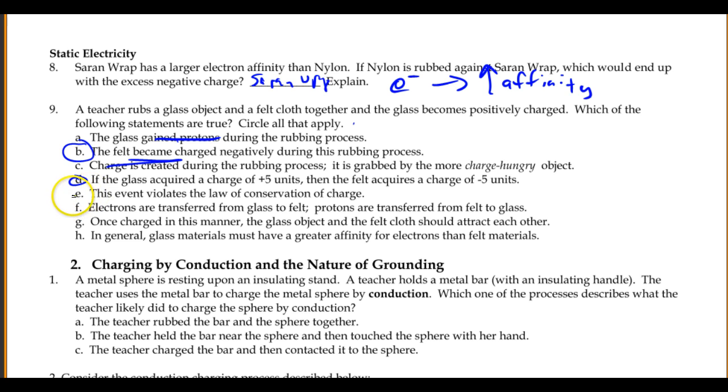This event violates the law of conservation of charge. No, it does not. Electrons are transferred from the glass to the felt. If they were transferred from the glass, the felt would become negative, leaving the glass positive, so that sounds good. Oh, but then it says protons are transferred, so no, that can't be. Once charged in this manner, the glass object and the felt cloth should attract each other. That is true. Anytime you rub one thing on another, afterwards they should try to rebalance. And in general, glass materials have a greater affinity for electrons than felt materials.